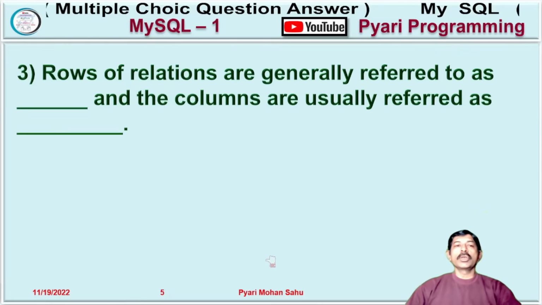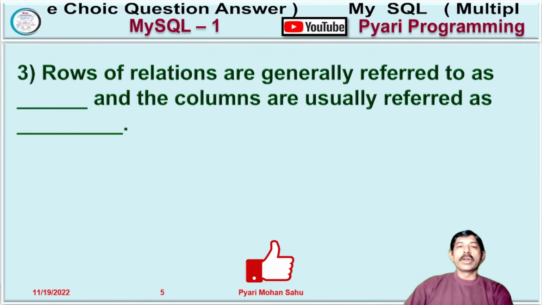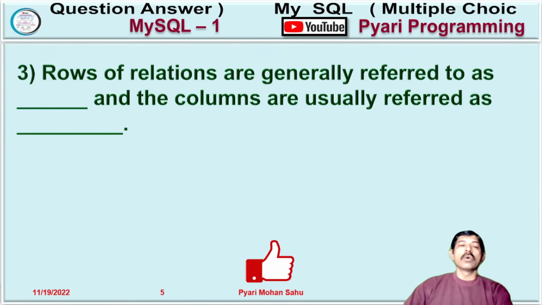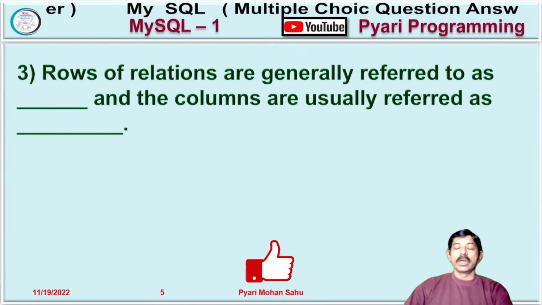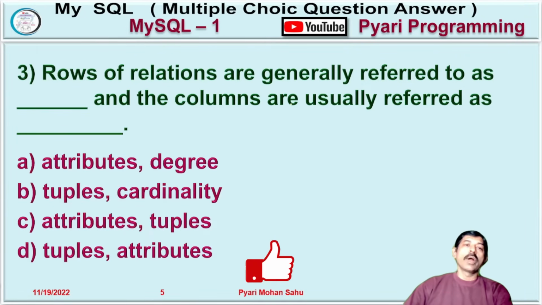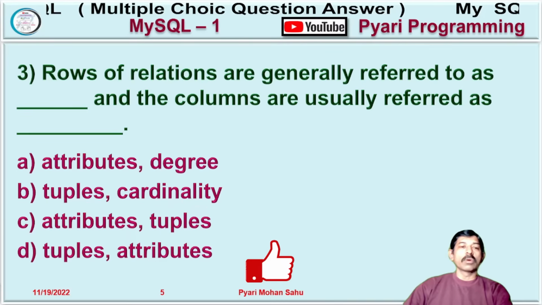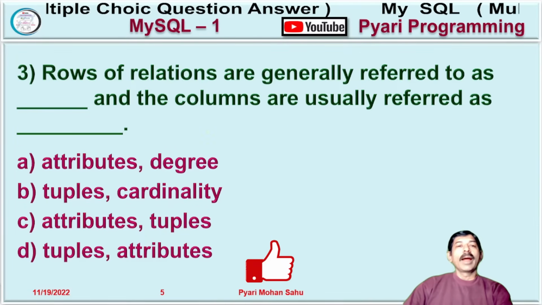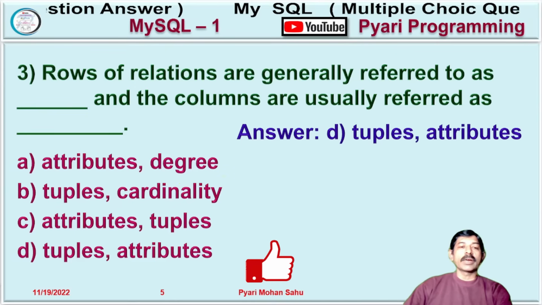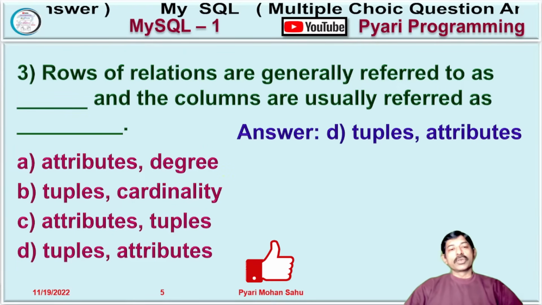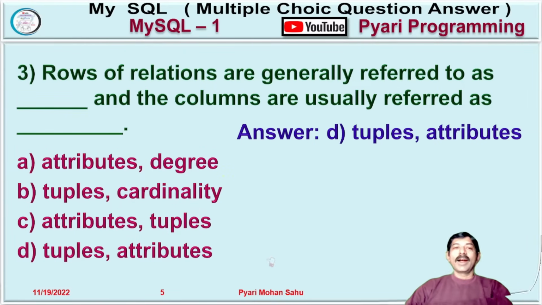Now the next question is, the rows of a relation are generally referred to as dash, and the columns are usually referred to as dash. What do we call rows and columns? As we know, rows are called tuples and the columns are called attributes. So option D is the correct answer for this question: tuple and attribute.